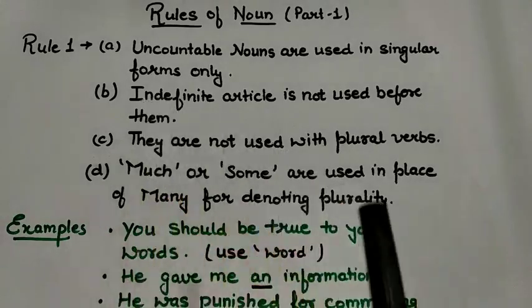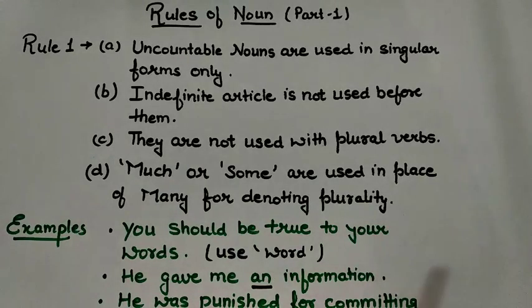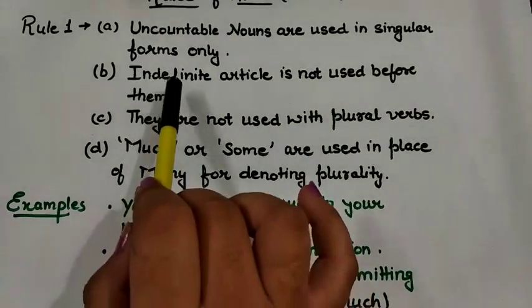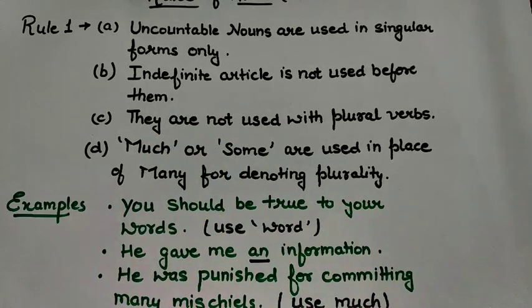Second one is, indefinite article is not used before them. Means, indefinite articles are not used before uncountable nouns. Like, if I say, he gave me an information, actually, the sentence is wrong. An is an indefinite article, so we cannot use it before uncountable nouns. So, to correct the sentence, I must use, he gave me a piece of information.